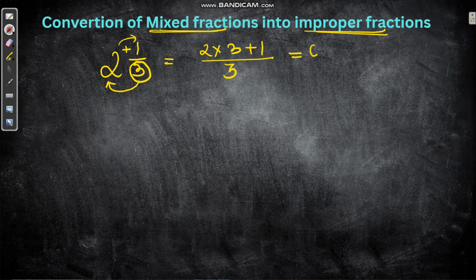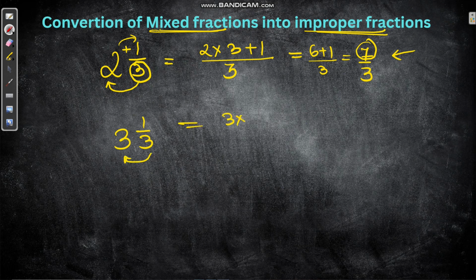So 2 into 3 is 6 plus 1 upon 3, that is 7 upon 3. If you notice, 7 upon 3 is an improper fraction because your numerator is bigger than your denominator. Let's take one more example. 3 1 by 3, method remains the same.